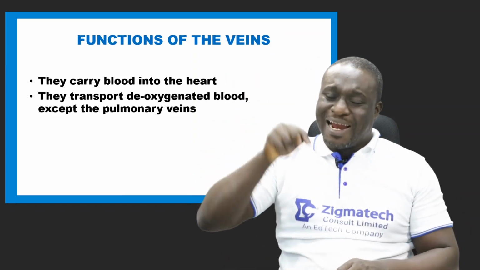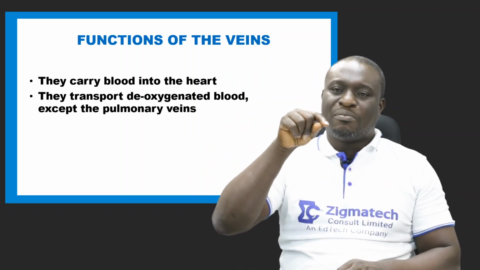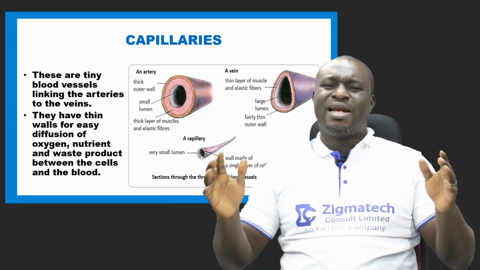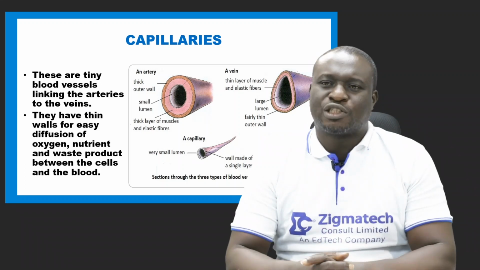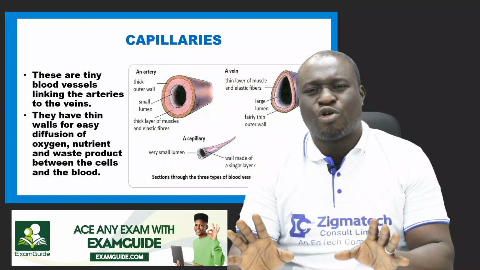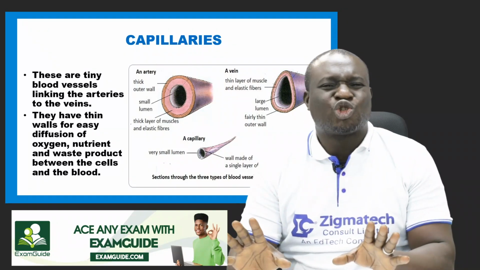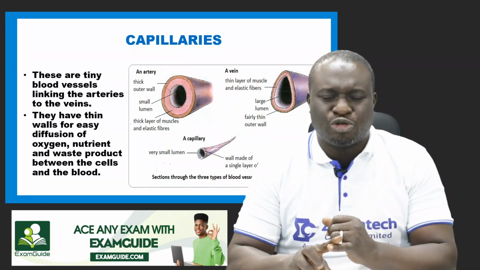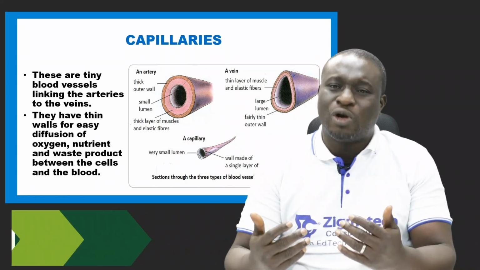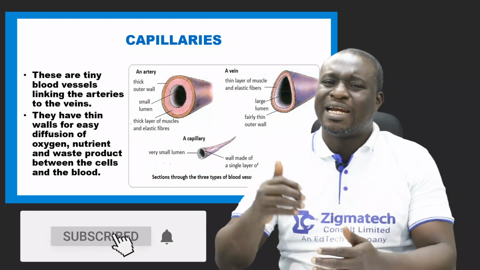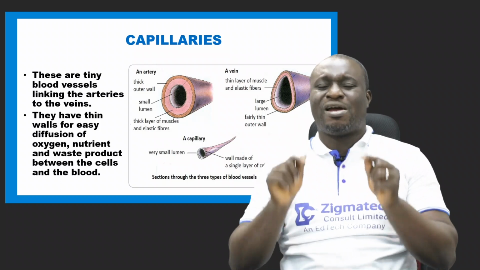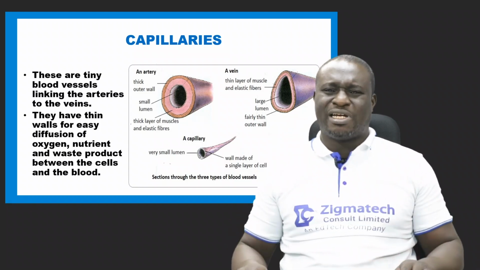The only vein that carries oxygenated blood is the pulmonary vein. Now, the next one, which is the third, is called the capillaries. Now, you can see on the screen, in terms of structure, the capillaries is smaller compared to the artery and to the vein. In terms of the lumen, it is even much smaller compared to that of the artery and also that of the vein. The walls are very thin, not compared to the artery or the vein at all.